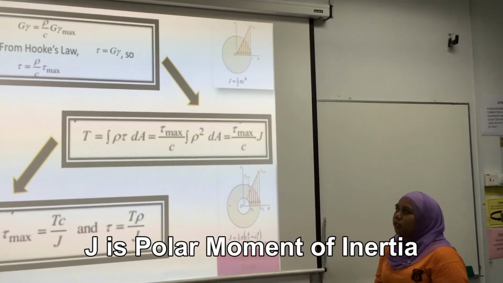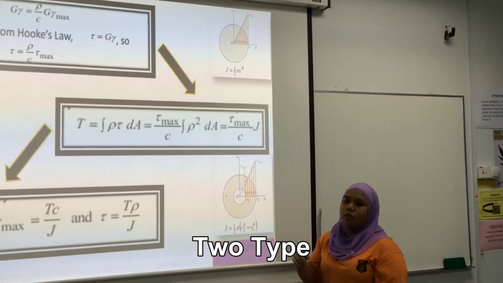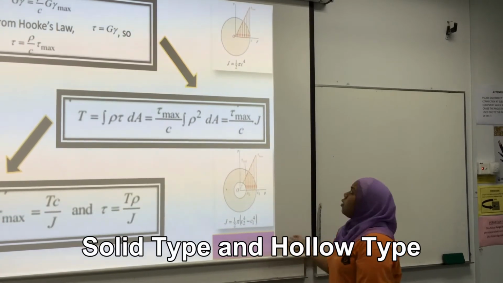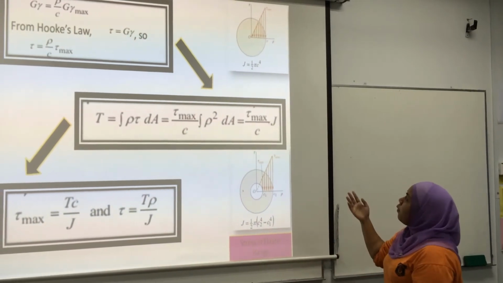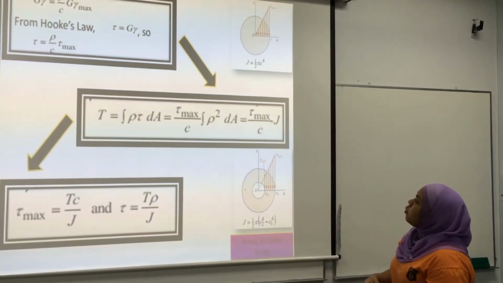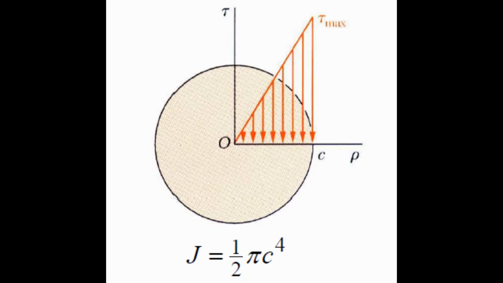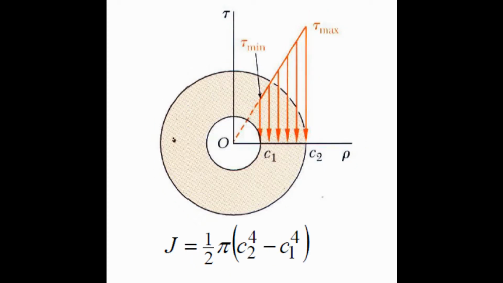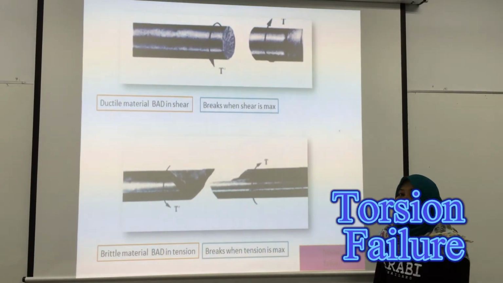What is J actually? J is the polar moment of inertia. There are two types, the solid one and the hollow one. The solid one has a different equation from the hollow one because the solid one has full, complete material. So the polar moment is equal to 1/2 pi c to the power of 4. But for the hollow one, the polar moment is equal to 1/2 pi times c2 to the power of 4 minus c1 to the power of 4.